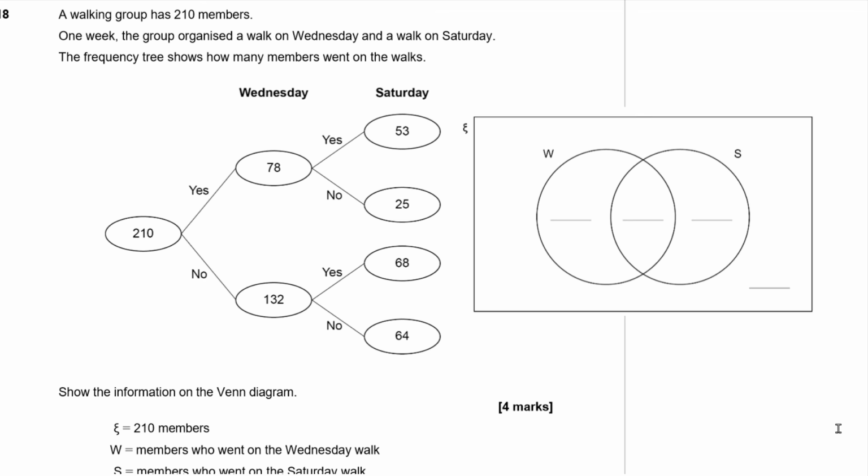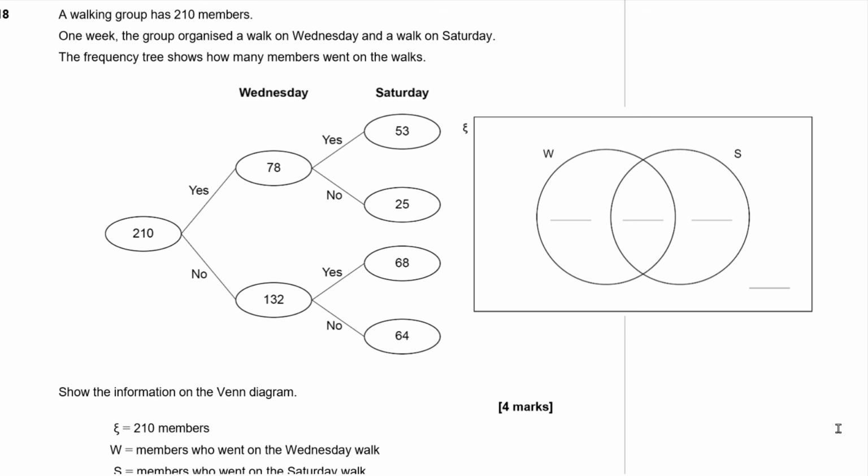Question 18. A walking group has 210 members. One week, the group organised a walk on Wednesday and a walk on Saturday. The frequency tree shows how many members went on the walks. So, 210 people went all together, so that's there. Went on the walk on Wednesday, yes, 78, no, 132.